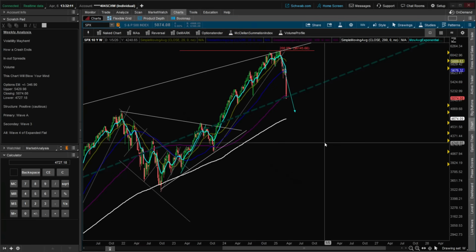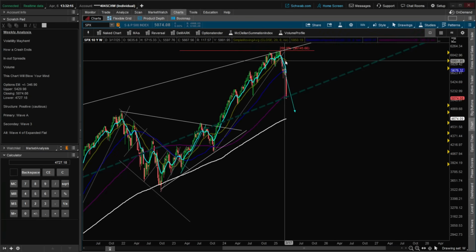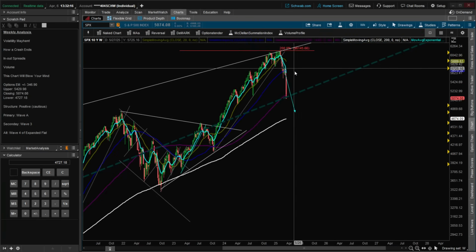I'm not going to be able to tell you this is exactly what's going to happen, but we're going to watch this. We're going to stick with our trend indicators and things like that.